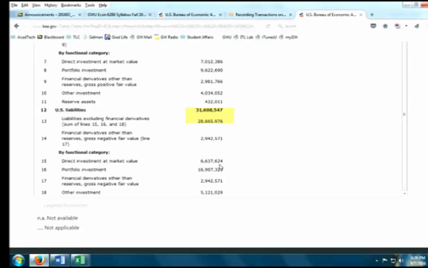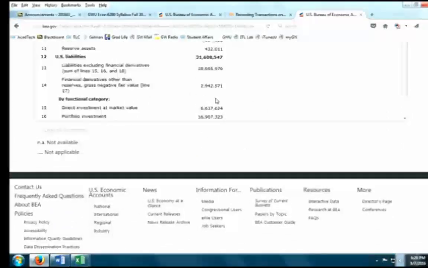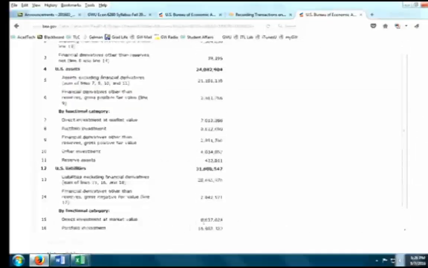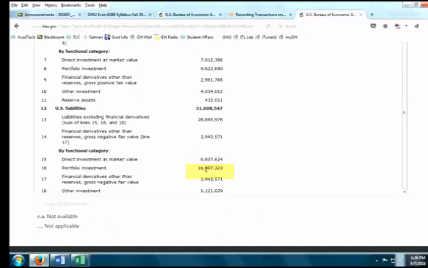Again, functional categories. The biggest component is portfolio investment at $16 trillion worth. That is the portfolio investment by foreigners in the United States. Direct investment is $6.6 trillion, which is not very far off from U.S. investment abroad, $7 trillion. So investment flows in direct investment terms are pretty equal in and out of the country.